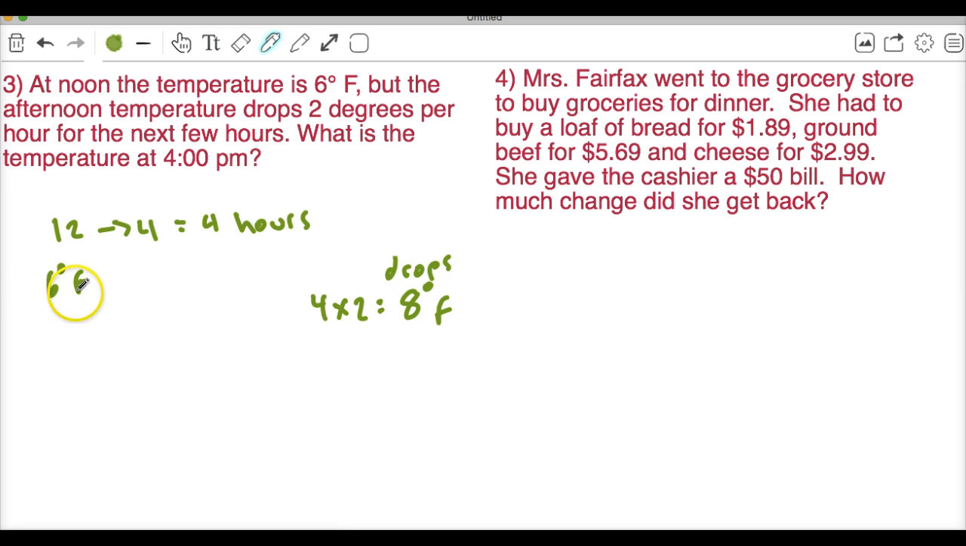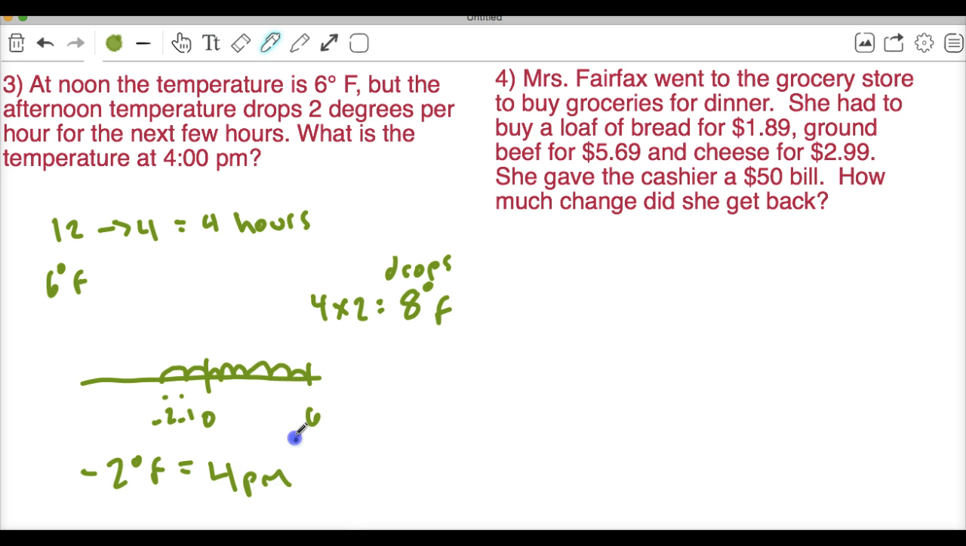So it drops 8 degrees Fahrenheit. So I need to do 6 degrees, and then I need to go backwards 8 degrees. So if I had a number line, if I had 6 over here, this is 0, I need to go back 8 places. So that's 1, 2, 3, 4, 5, 6, 7, 8. So that is 2 places away from 0. So that ends up being negative 2 degrees Fahrenheit at 4 o'clock p.m. So just using a number line to help you with that.